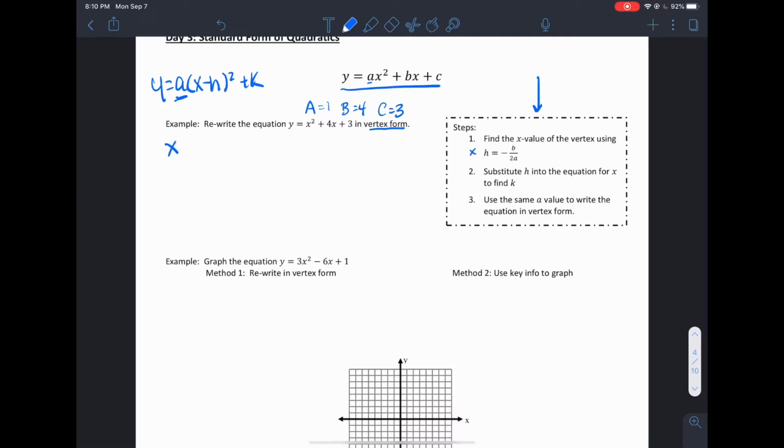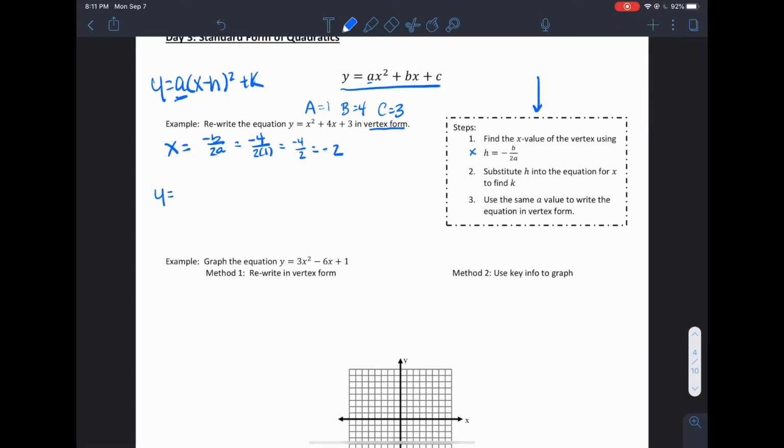So x equals negative b over 2a. So x equals negative 4 over 2 times 1. So negative 4 over 2. So x equals negative 2.